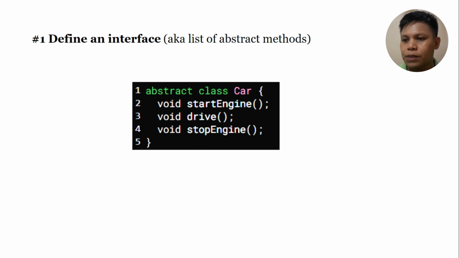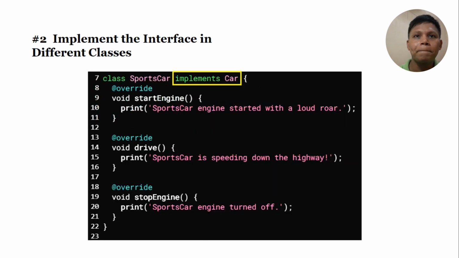Now, the next part is, of course, we have two types of cars, diba? We have the sports car and the electric car. Now, once we create those specific cars, here's what's going to happen.